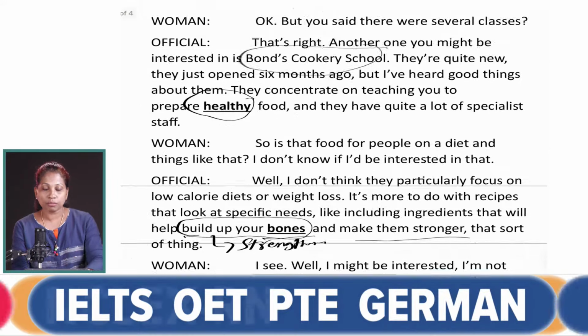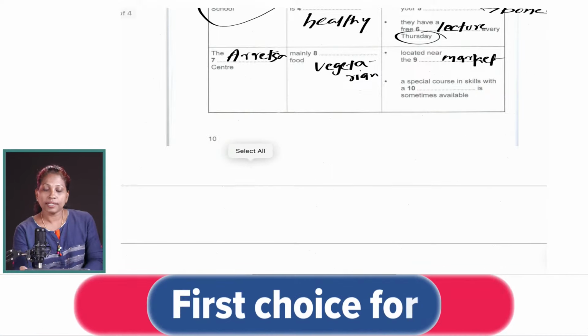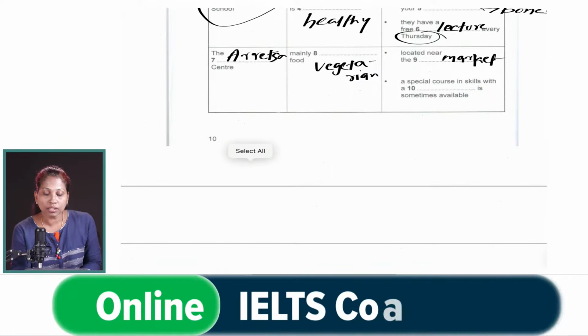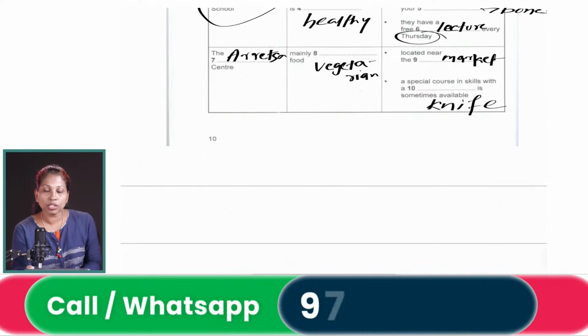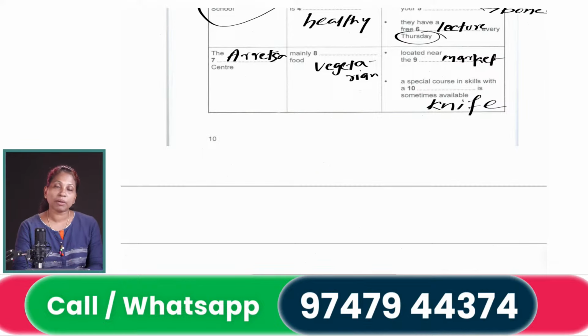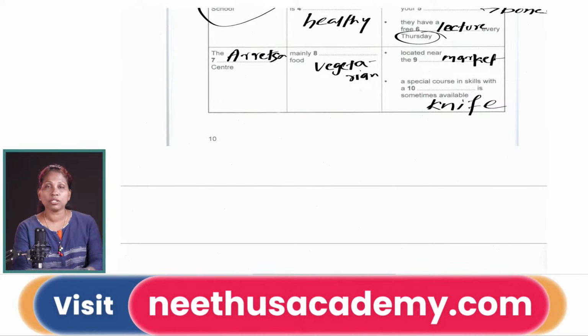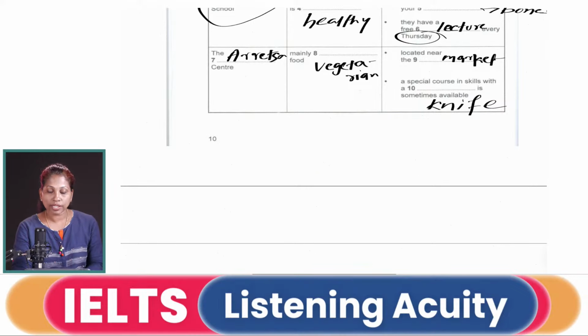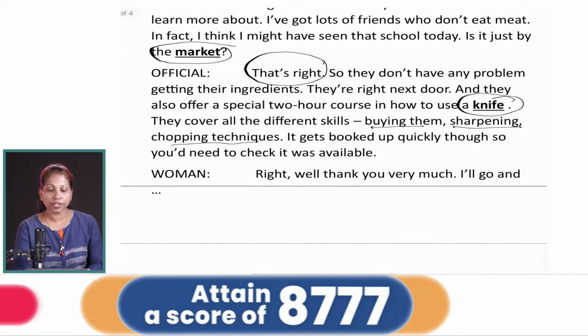So mainly they are helping you to know how to operate with or cook with a knife, right? When you're using a knife while cooking. So your blank says, special course in skills with a, so mainly they are teaching you how to use a knife, buying, sharpening, chopping and all those techniques. So it's a skill with the knife. So skills with the knife is sometimes available because it's basically mentioned that it is always in demand. So we need to check whether it's available or not, right? So that is what the audio towards the end says, right?